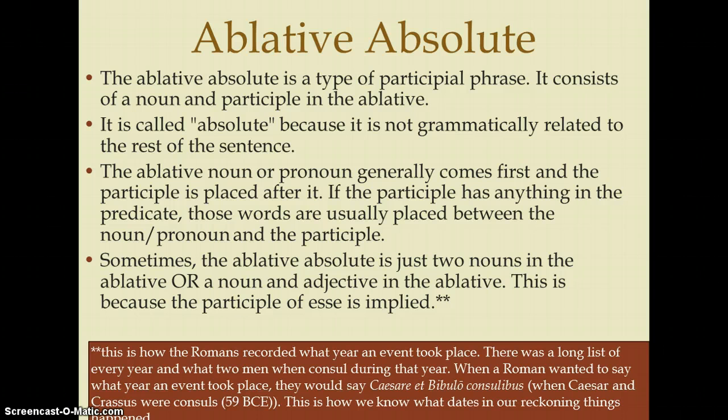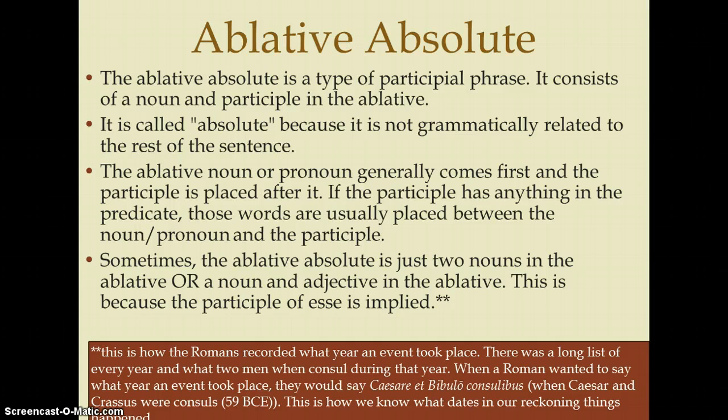When you see an ablative absolute, generally the noun or the pronoun in the ablative will come first, and then the participle will come second. And if that participle has anything in the predicate, such as a direct object or an ablative of means, something like that, those things will usually be placed between the noun and the participle. Now, sometimes the ablative absolute is just two nouns in the ablative or a noun and an adjective in the ablative, and this is because the participle for the verb to be is implied.